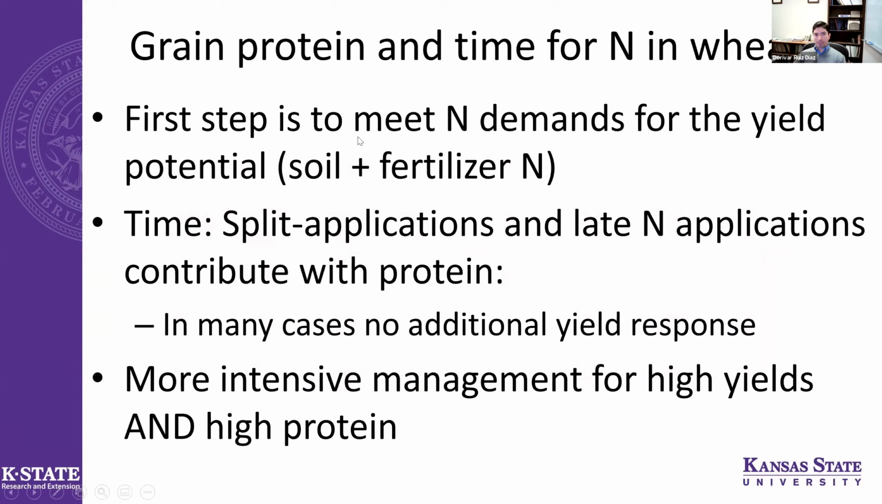It is much more complex, and again, we could have a full webinar just on protein and nitrogen. But the first step is really we need to meet the demands of nitrogen for the yield potential. And this is one thing I want to emphasize. Keeping in mind fertilizer rates and what we have in the soil, we have to put enough nitrogen for the yield potential. That's always the first step. And then the time of nitrogen can help a lot. We're talking split applications, late applications, even foliar application with fungicides. We see some benefit there.